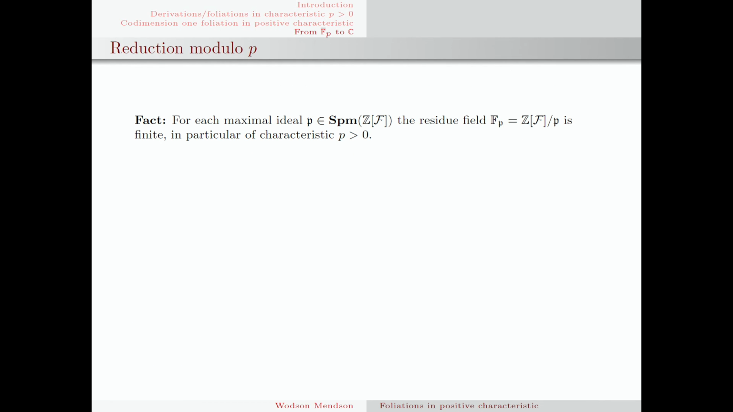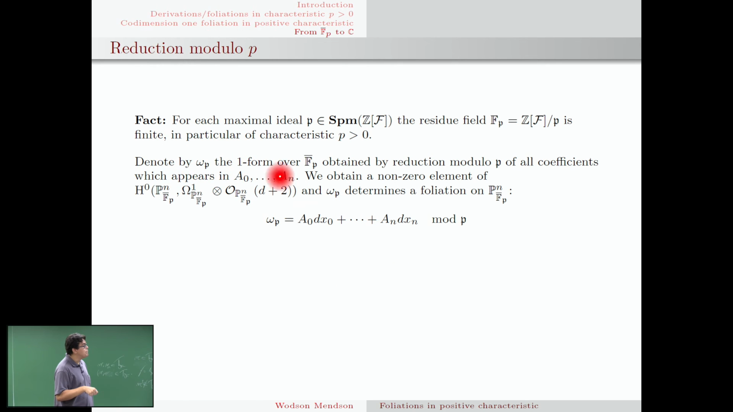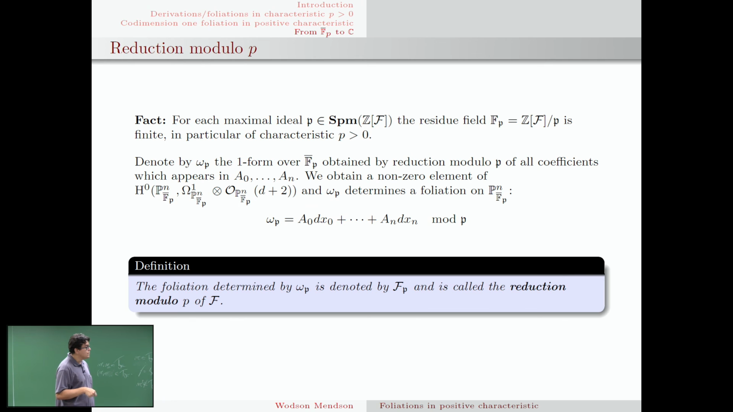And we have this fact: for every maximal ideal of this algebra, the residue field is finite, in particular has characteristic p. So we have a way to construct foliations in characteristic p, starting from characteristic 0. We denote by omega_p the one-form over Fp that we get by reducing all these coefficients mod p, and we obtain a nonzero element of this ring. And this determines a foliation on Pn. The foliation determined by this one-form is denoted by F_p, and we call it the reduction mod p of F.